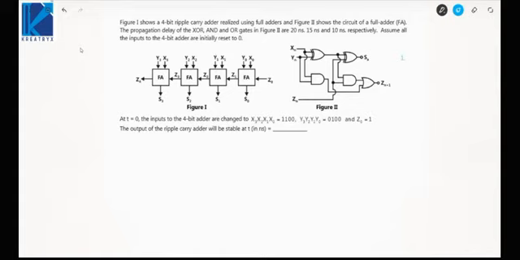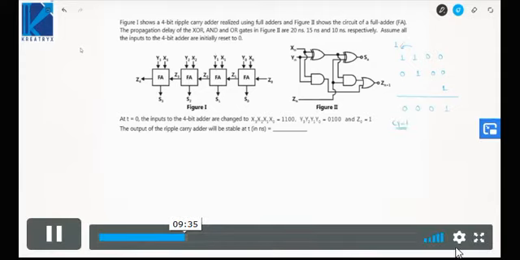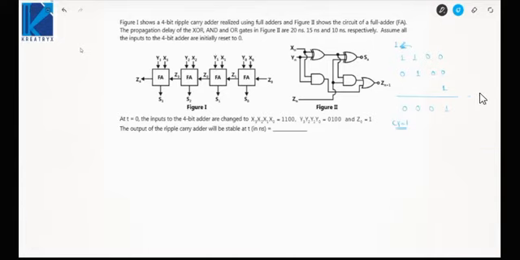So the two inputs are 1, 1, 0, 0, then 0, 1, 0, 0, and a carry-in of 1 is also added. So the sum will be 1, 0, 1, 1; sum will be 0, there will be 1 carry. 1, 1, sum will be 0, there will be 1 carry. So the carry is basically moving from the third bit to the fourth bit. Earlier there is no carry.